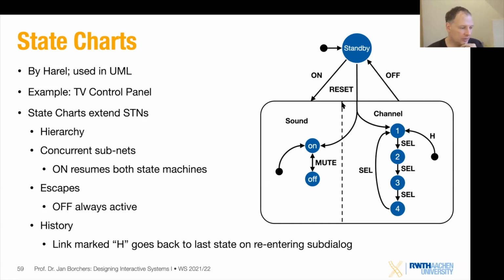The second thing that state charts support is concurrency. With the dotted line here in between, we are indicating that the left state machine and the right state machine are actually running in parallel. I'll go through how this works when I discuss the example in a second. But let me first go over the features that state charts add. The third one that is added is this escape, which is basically what I just explained, right? The off arrow being always active, no matter what state I'm in each of these subcharts here.